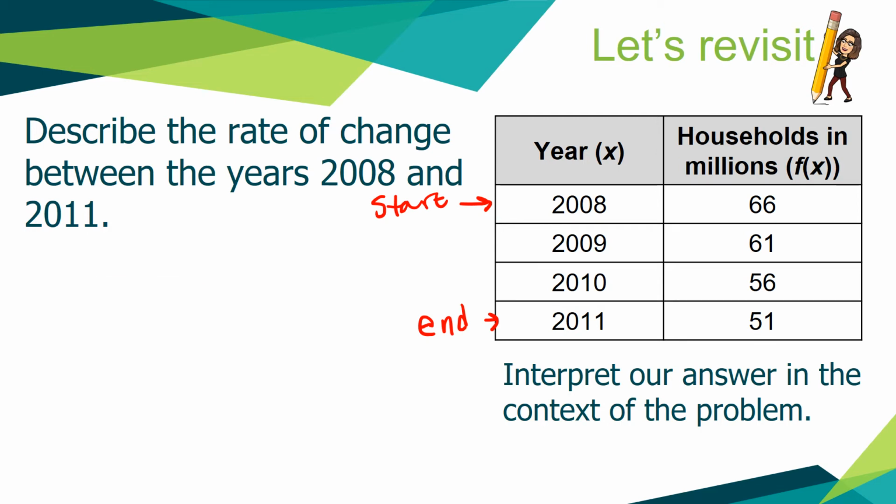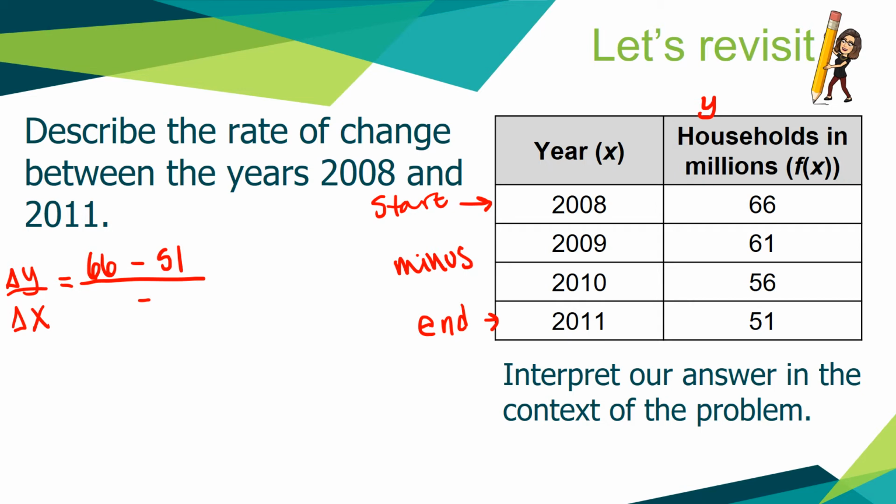And now my third step is calculating that change in y over change in x. The change in y and the change in x are just subtracting or finding the difference between the starting and ending point. So you can do start minus end or end minus start, okay? I usually do start minus end, so top minus bottom. So remember, our y column is the households in millions, so we want to do start minus end, which is 66 minus 51 million, all over the change in x.